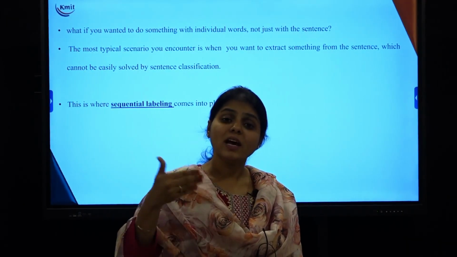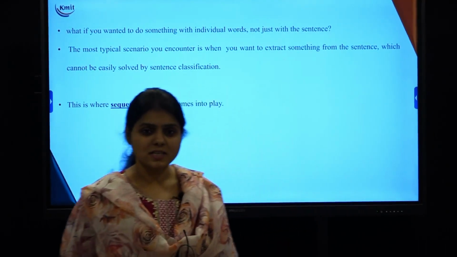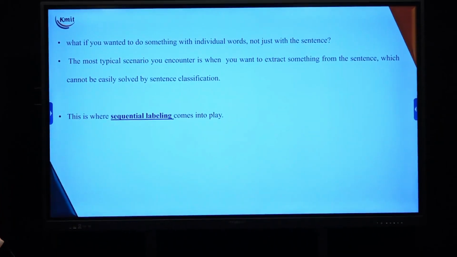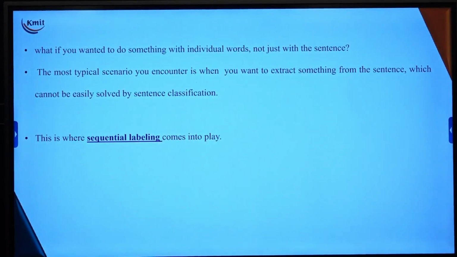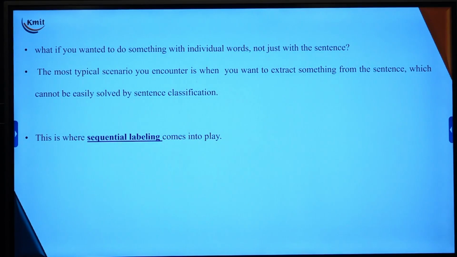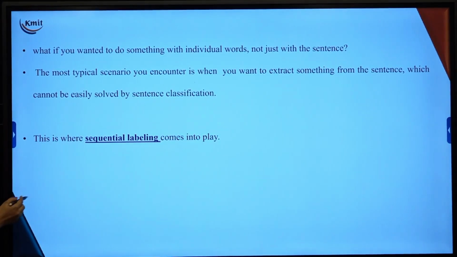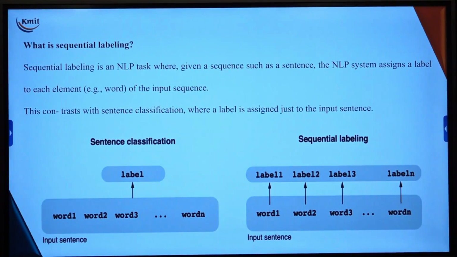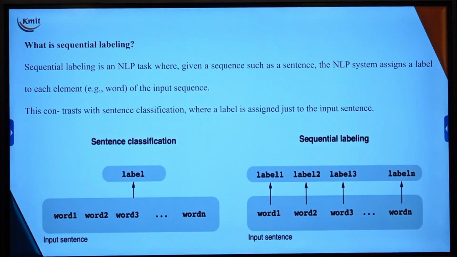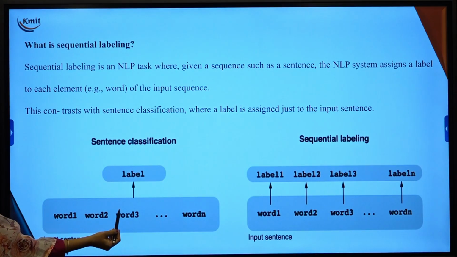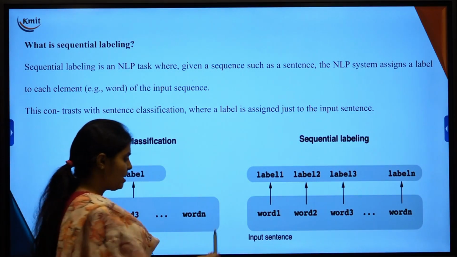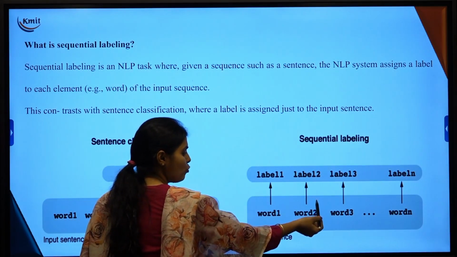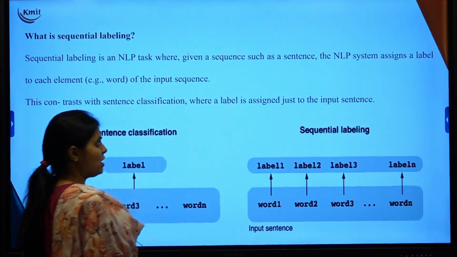That is, I may have n number of labels in the given input sentence, that is, multiple inputs and multiple outputs. The most typical scenario you will encounter is that you want to extract something from the sentence which cannot be easily solved by sentence classification. This is where sequential labeling comes into play. There are two cases you can see here. The first one is sentence classification, where I take an input sentence which has n words and give only one label to that sentence. Whereas in sequential labeling, I take the same input sentence with n words and for each word I generate a label.